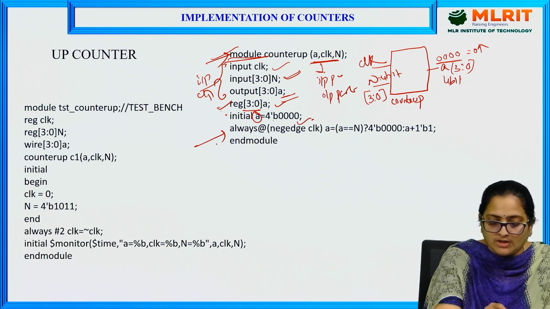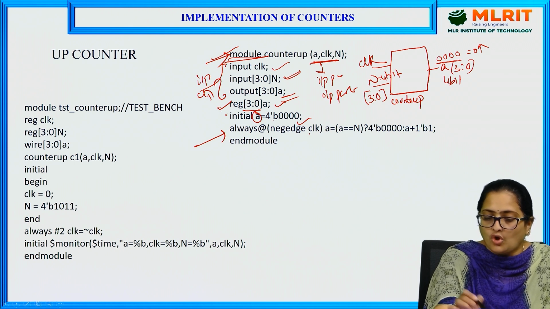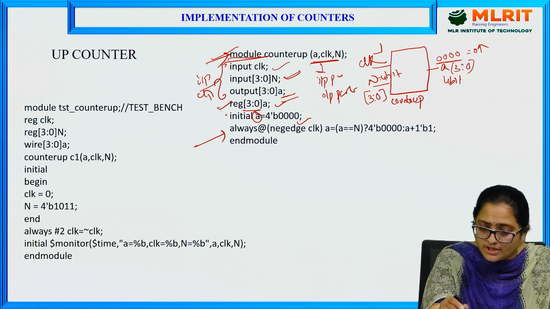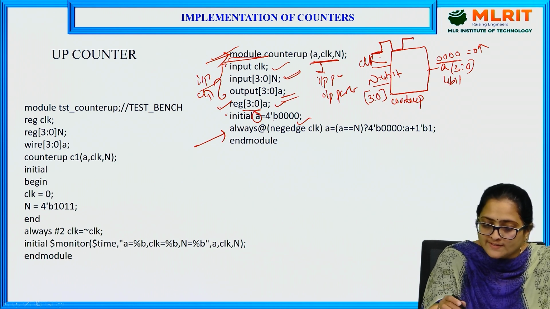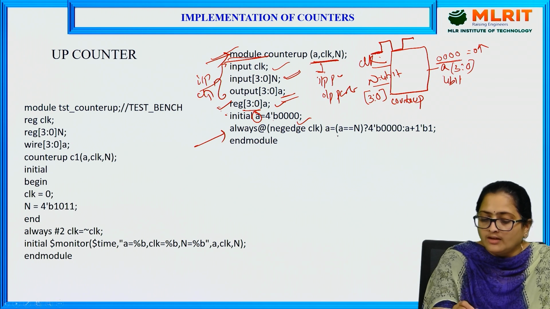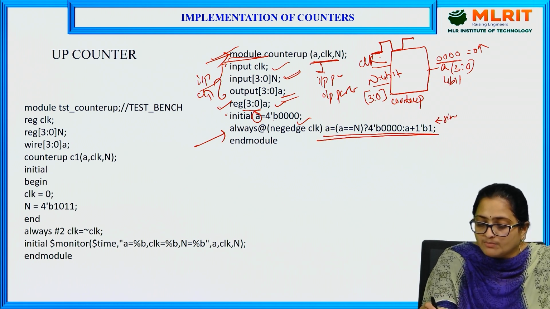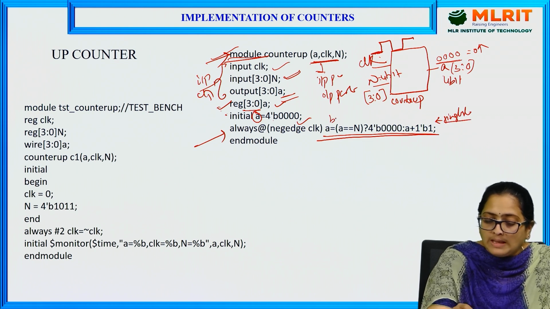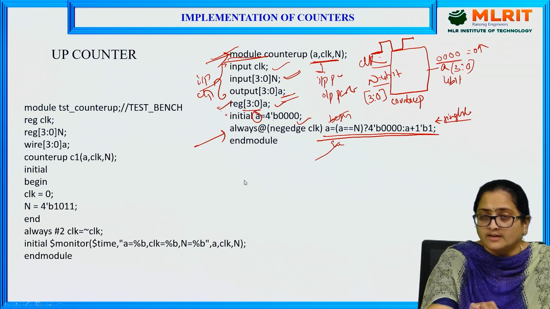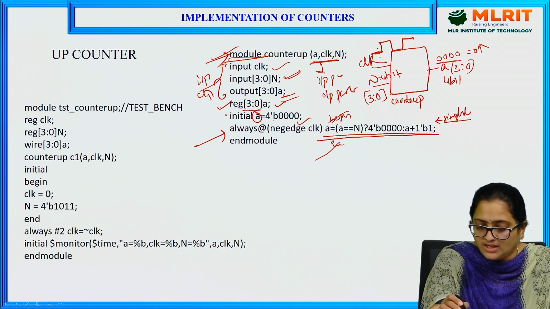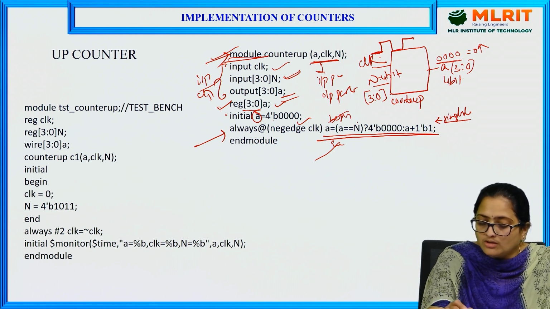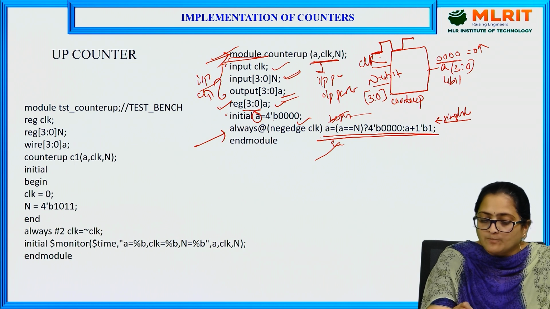Now the main statement, always at the rate of negative edge clock. Clock means you'll be having one negative pulse and one positive pulse. But when your clock is in negative clock, then only I'm asking to perform this operation and I'm using a single statement here. So, I'm not using a begin and end block here. Whenever the clock goes with the negative cycle, your A value will be assigned based on the operation. A is equals to N.